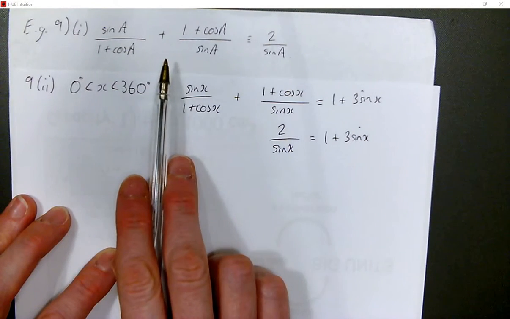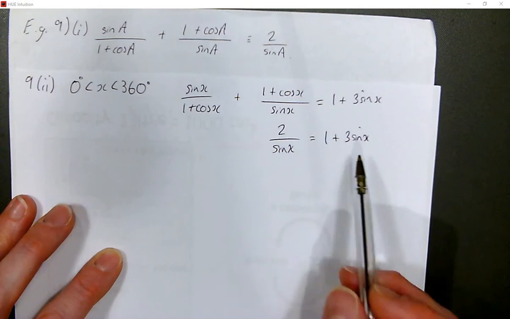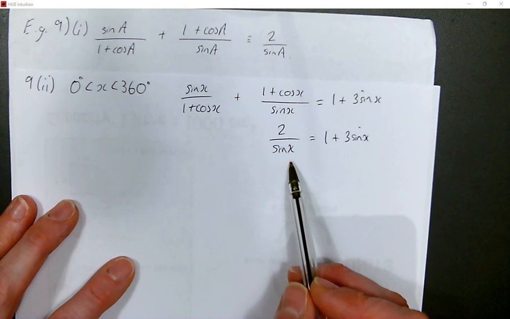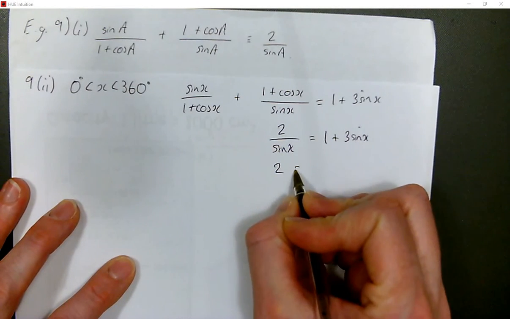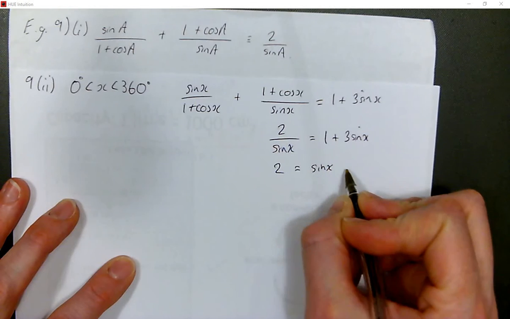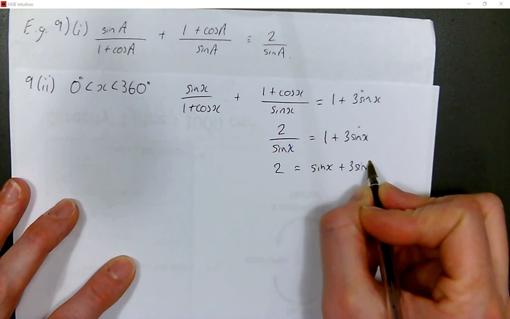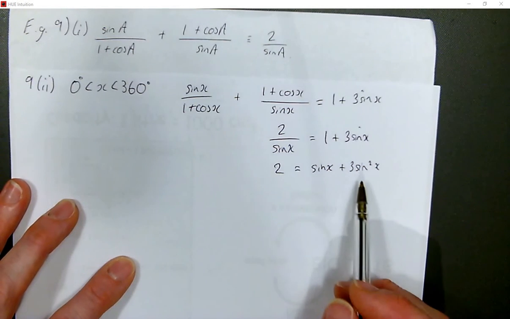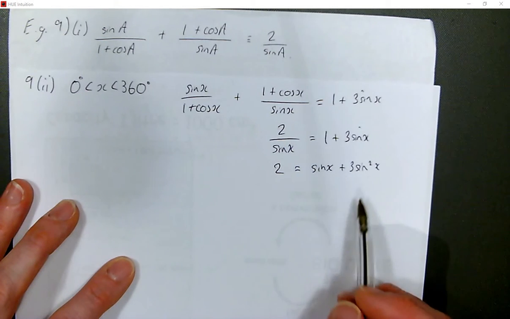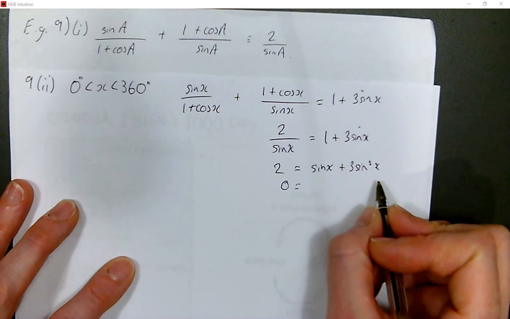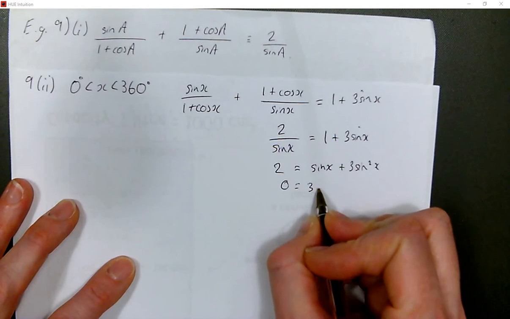Okay, they used a in the first part and x in the second part. And we don't like having a denominator, so we're going to multiply through by sine x. And then hopefully you see that we've got a hidden quadratic. I'm going to move everything to the right hand side to keep the sine squared term positive.